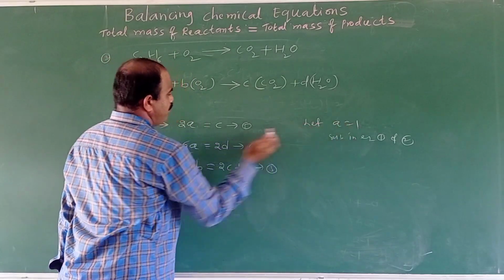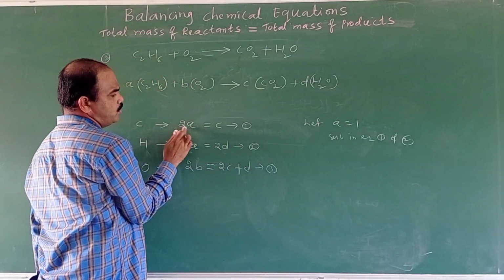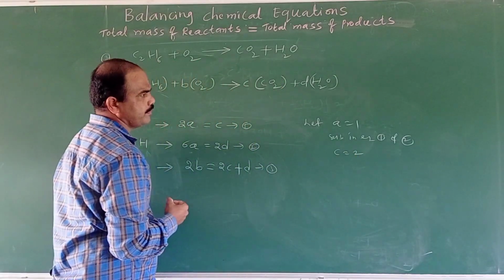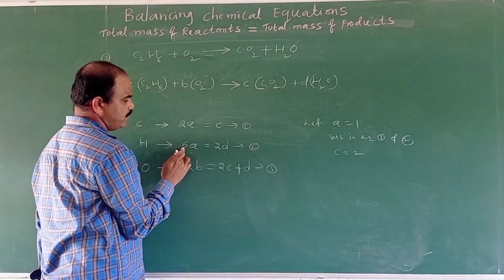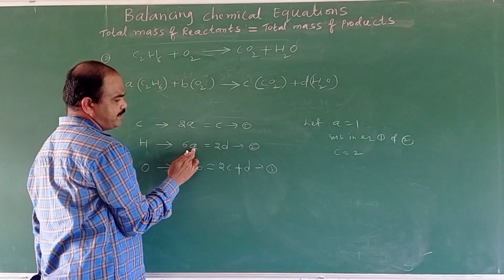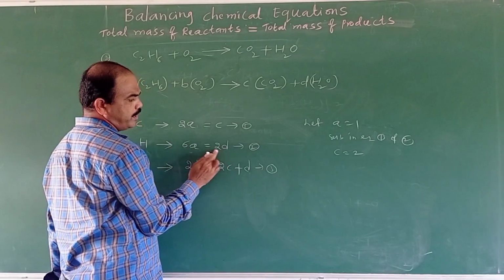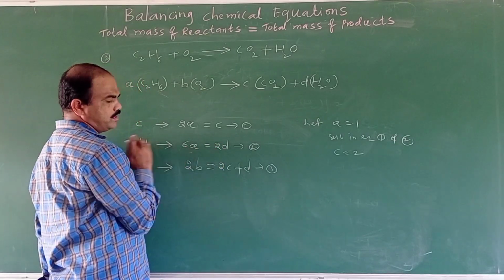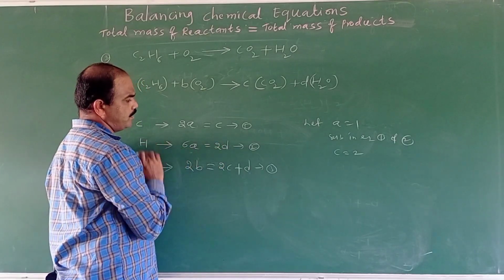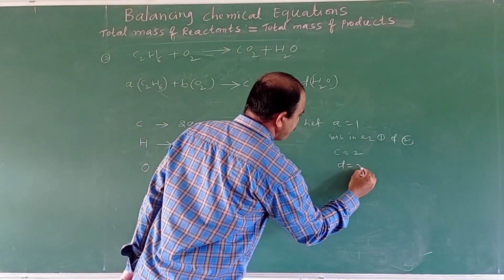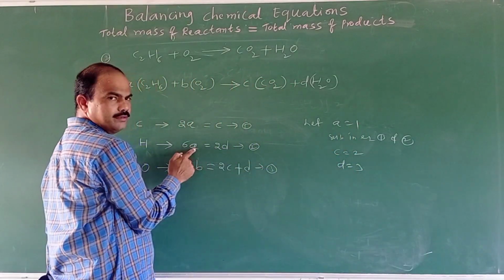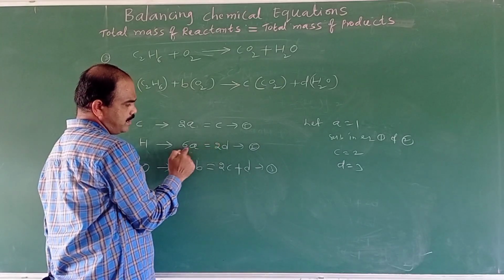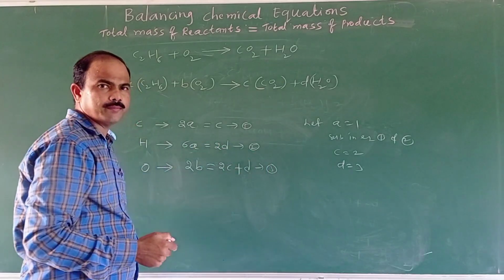So A equal to 1 means what? 1 into 2, 2, and we get C equal to 2. When A equal to 1, 6 into 1, 6, and 6 equal to 2D. 6 equal to 2D means what? 2 3s are 6, so D equal to 3. If A equal to 1 is substituted, 6 into 1 is 6, and 2 3s are 6, so D equal to 3.